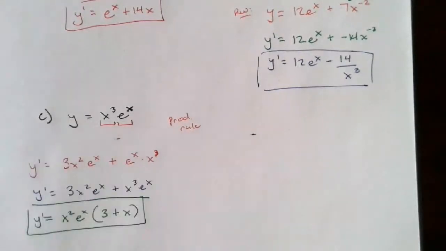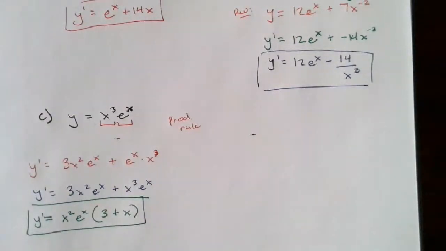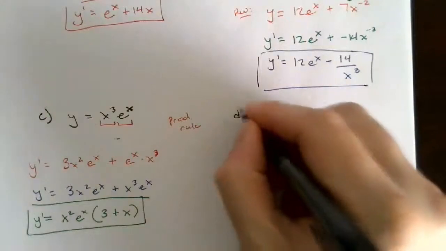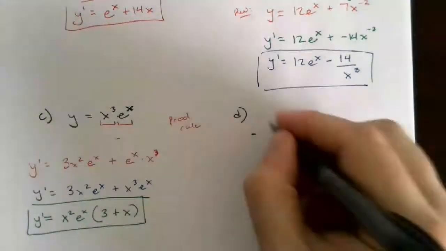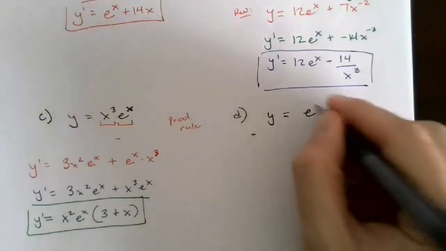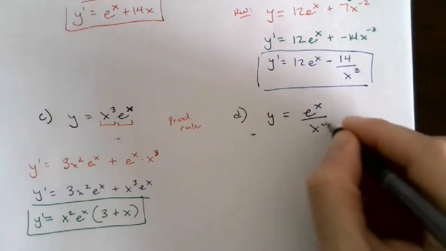If you left it in the previous step, that would have been fine. It doesn't change anything. But later on, you will want to know how to factor this, so it's good to get in the practice of understanding where that simplification comes from. And then we'll look at this here. If I said y equals e to the x over x to the 4th power.